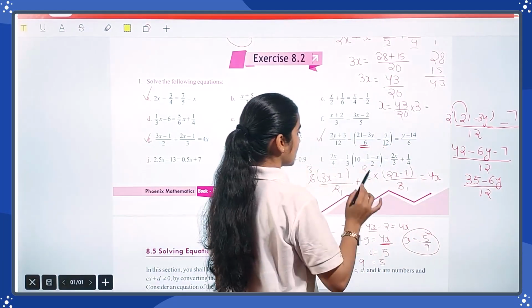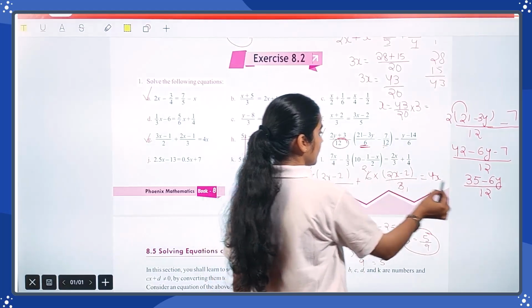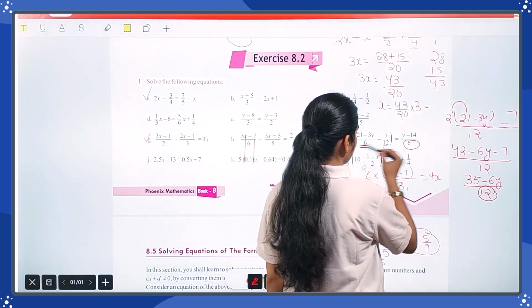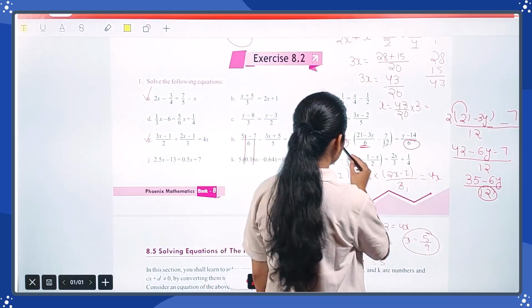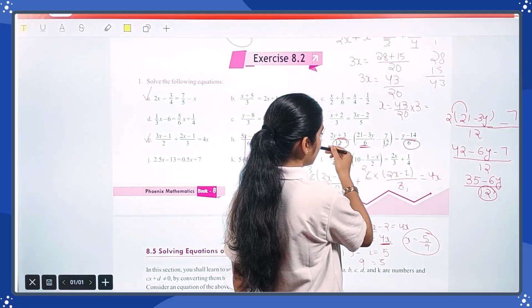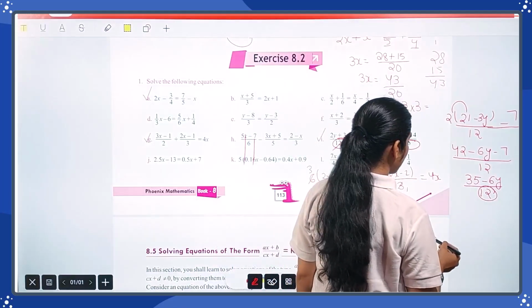Now what do you have to take? Now you have to take LCM of 12, 12 and 6. So again your answer is 12 only. So 12 and 12 cancel out, and here we have to multiply it by 2.